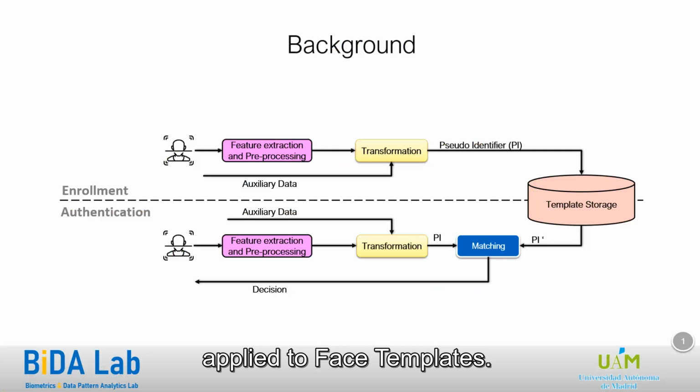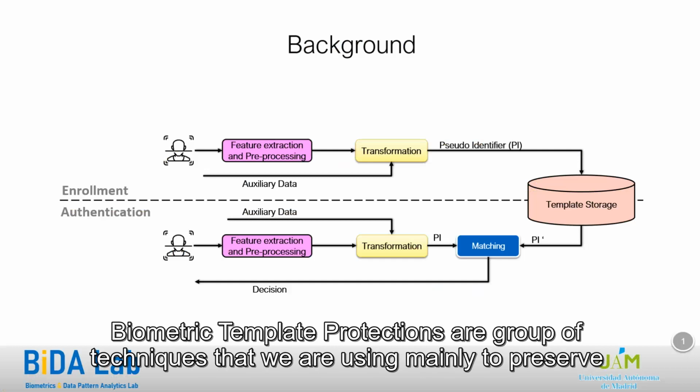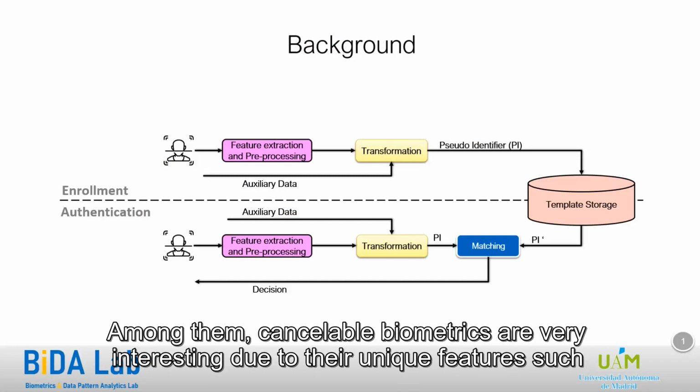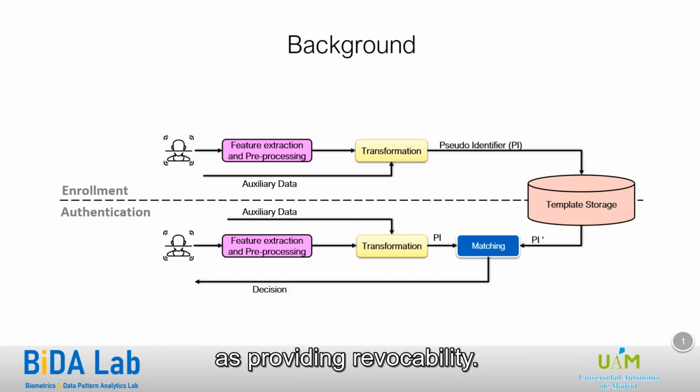templates. Biometric template protection is a group of techniques that we mainly use to preserve the security and privacy of individuals' characteristics. Among them, cancelable approaches are very interesting due to their unique features, such as providing revocability.